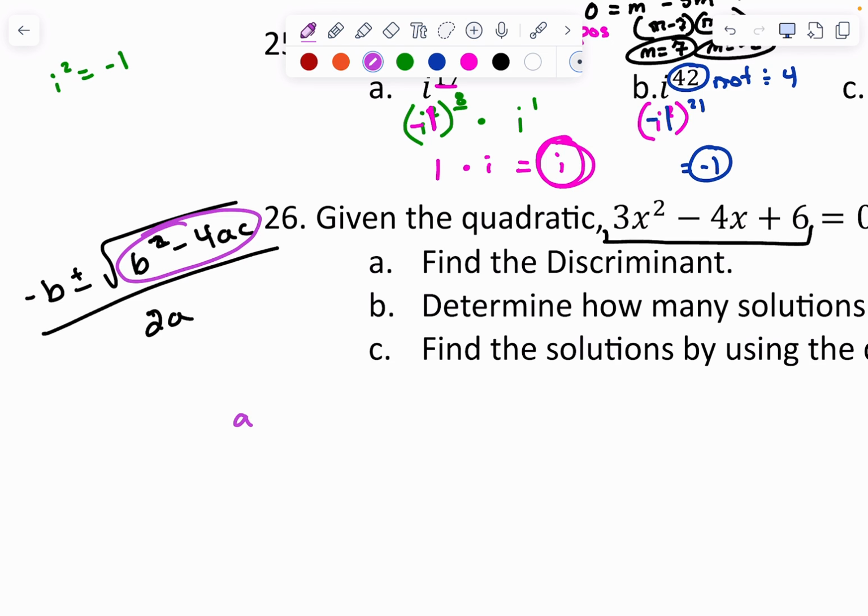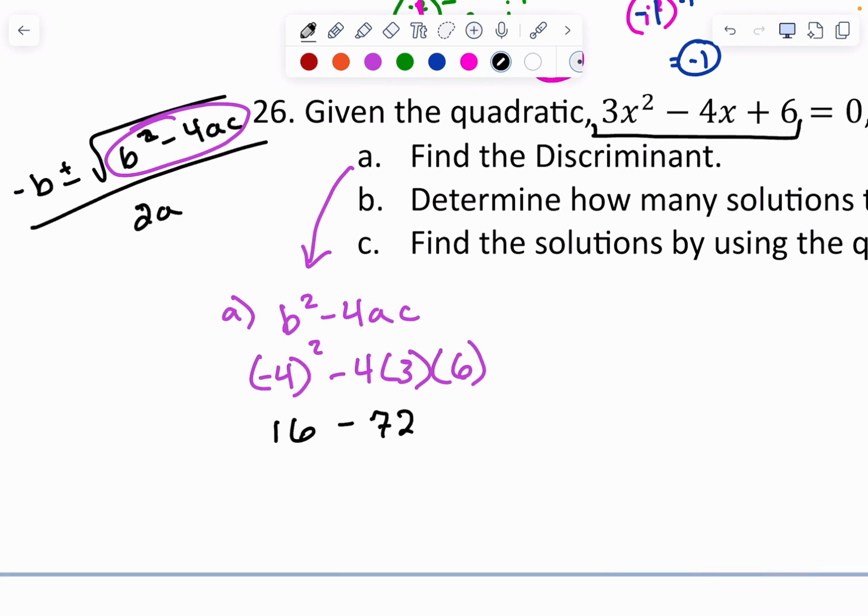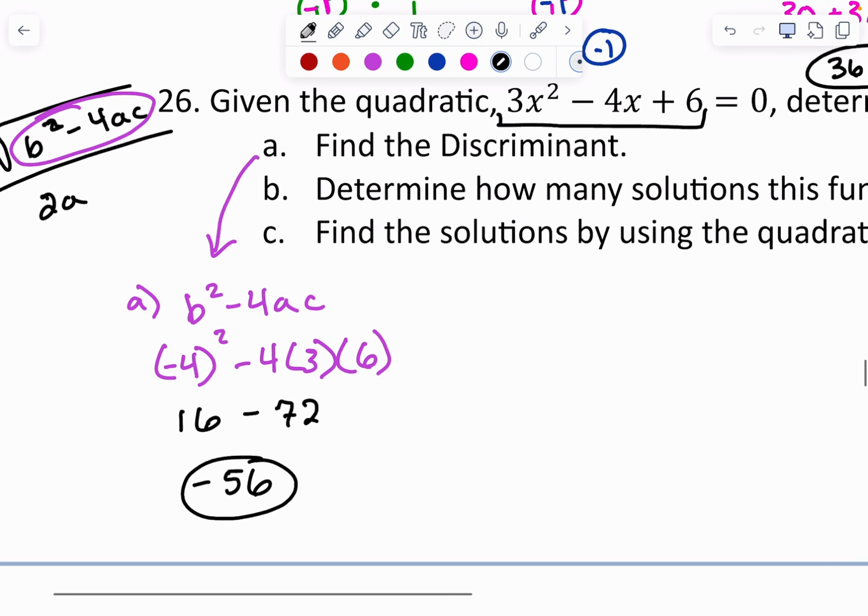So in part A, I'm going to move him down here. They need b squared minus 4ac. Okay, b squared is going to be negative 4 squared minus 4 times a is 1 and c is 6. Negative 4 squared is 16. Minus 4 times 3 is 12 times 6 is 72, I think. 16 minus 72 is going to be a negative 56. Did I do that right? Negative 56. That's what my discriminant is.